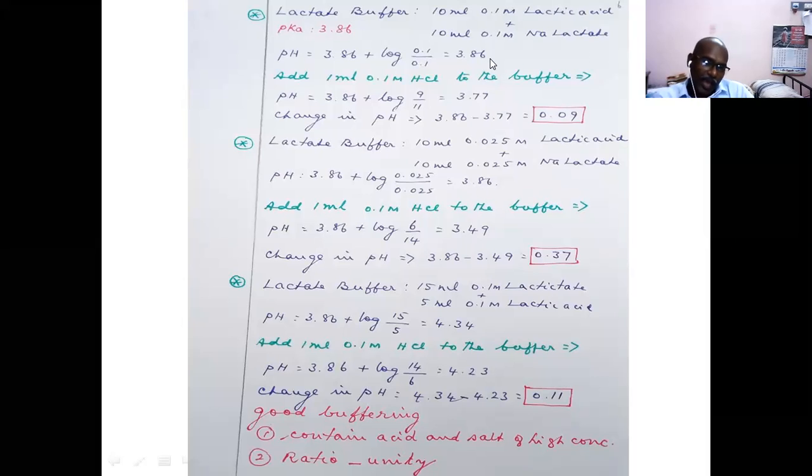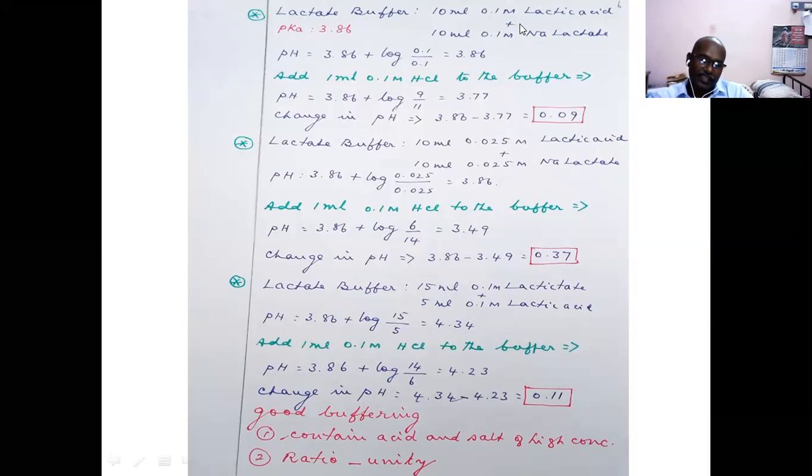Now, I am adding 1 ml of 0.1 molar hydrochloric acid. What will happen? This 1 ml of 0.1 molar hydrochloric acid will react with the buffer. The hydrochloric acid will not react with the lactic acid, but it will react with the sodium lactate. The sodium in the sodium lactate will combine with the chlorine and become sodium chloride, and the H plus will combine with the lactate ion, and more lactic acid molecules will be generated.